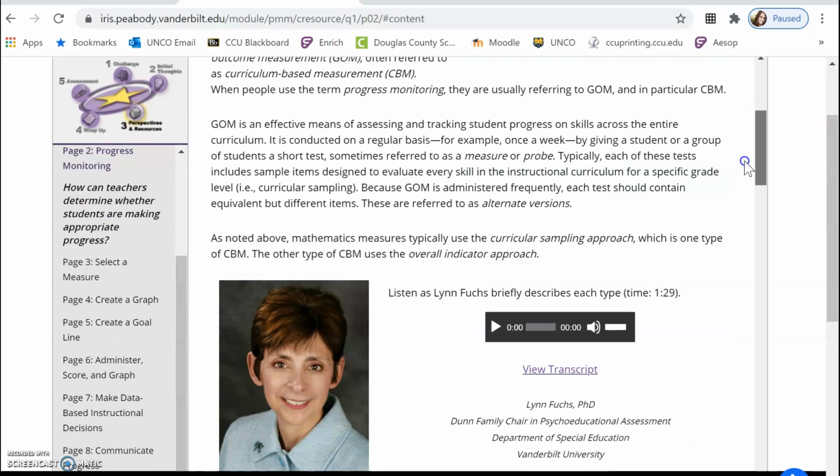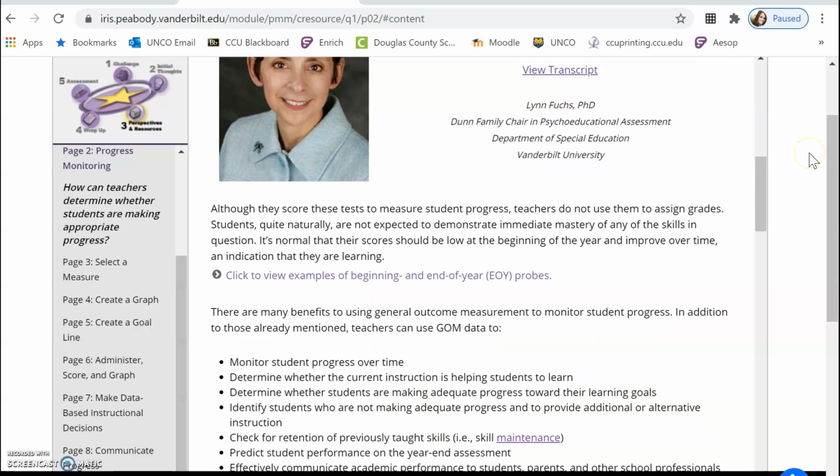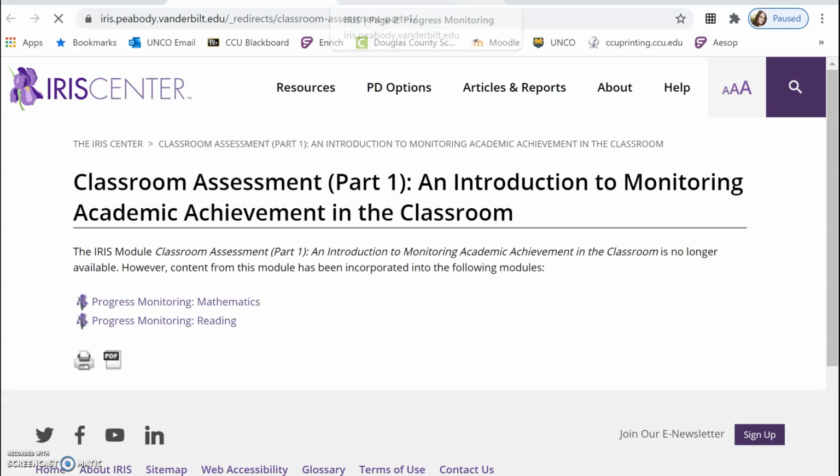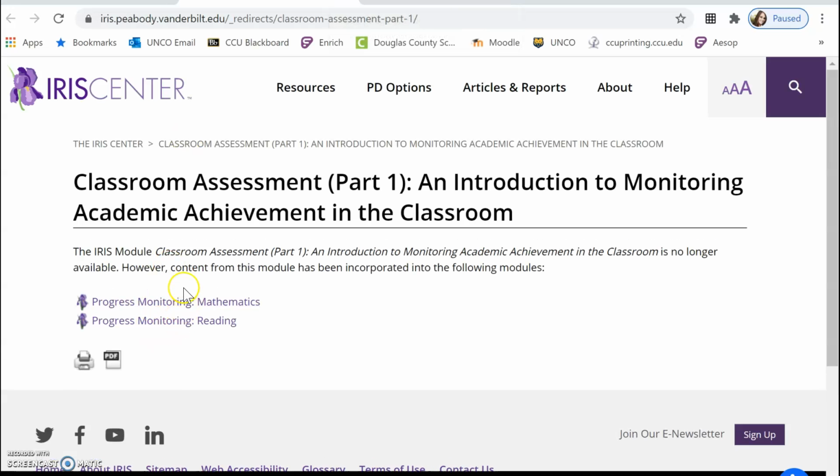Progress monitoring, once again, we have the modules both for mathematics and for reading, so you can review each of these. And this original module has just been split into math and reading. Both of those obviously are valuable regardless of your role or your level or your setting.